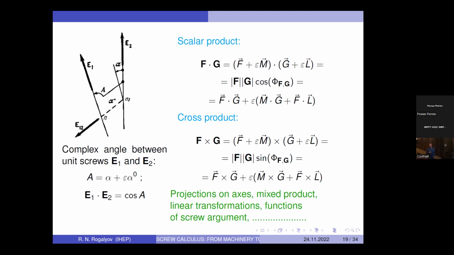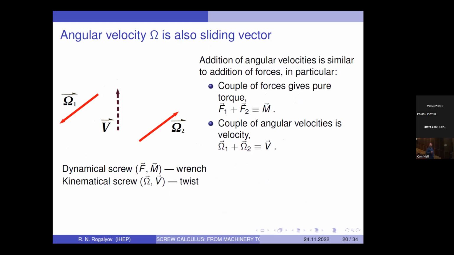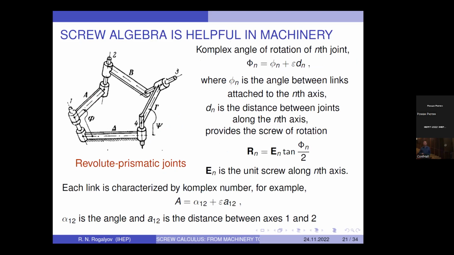We can consider cross products, projections of a screw on an axis, mixed products, linear transformations, functions of screws, and so on. These numbers make it possible to perform all these operations. Angular velocity is analogous to a force. It is also a sliding vector. And addition of angular velocities is similar to addition of forces. In particular, if a couple of forces gives pure torque, a couple of angular velocities gives pure velocity. And there is a similarity between the dynamical screw, that is a wrench in English literature, and the kinematical screw, that is a twist in English literature, where force is an analog of angular velocity, and moment is an analog of velocity.